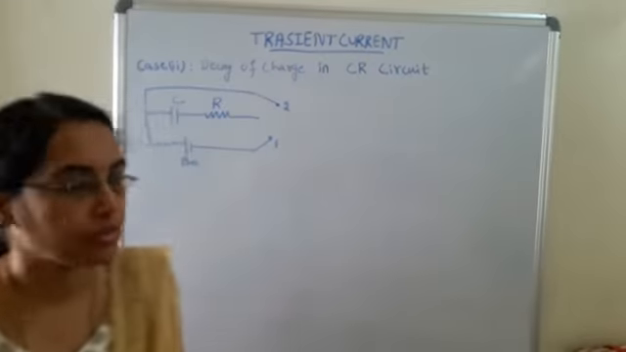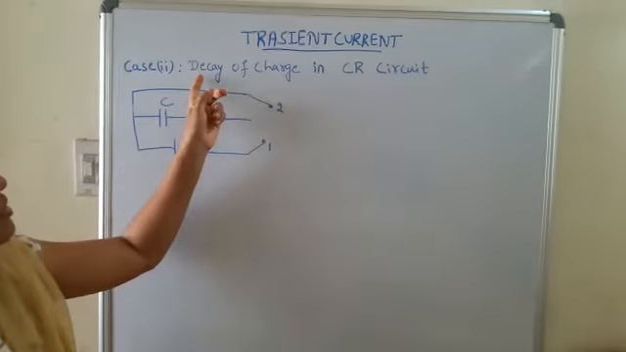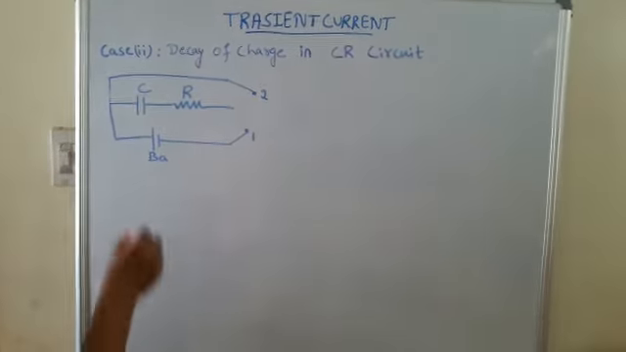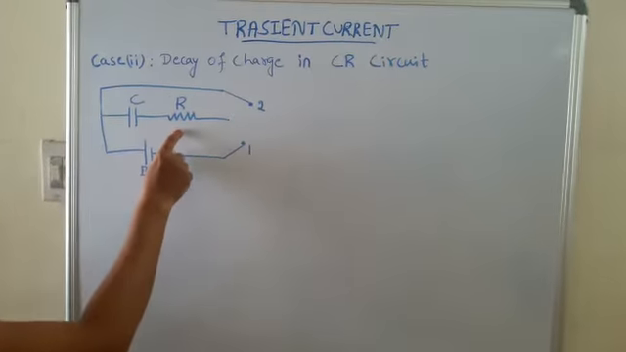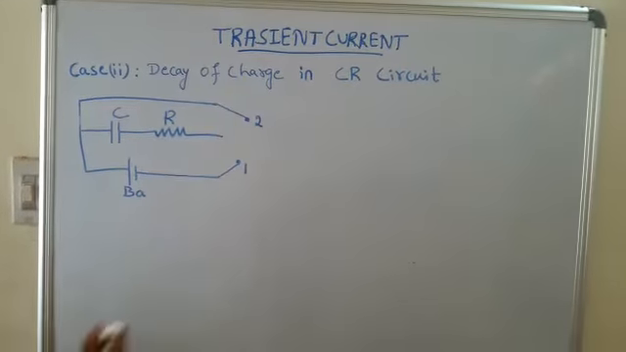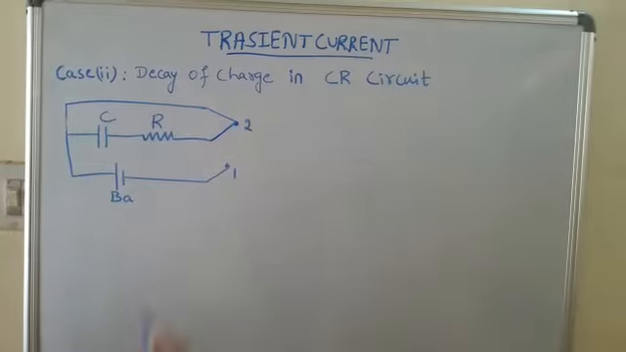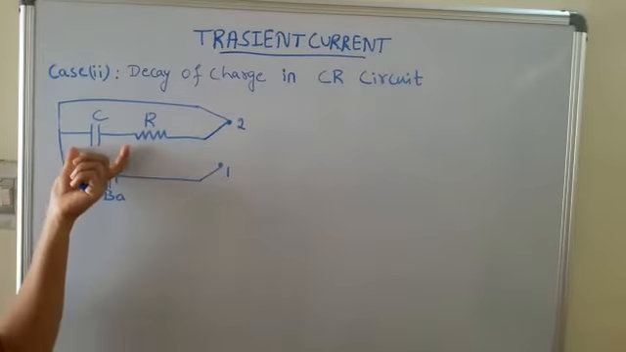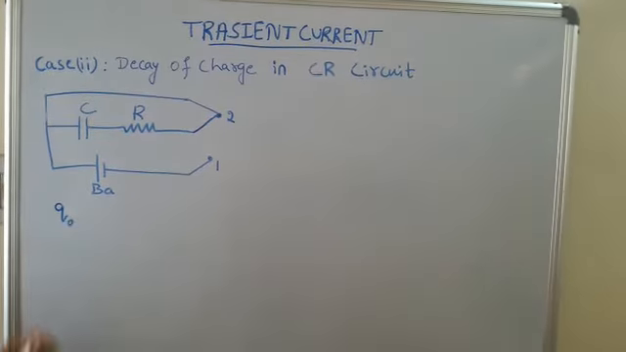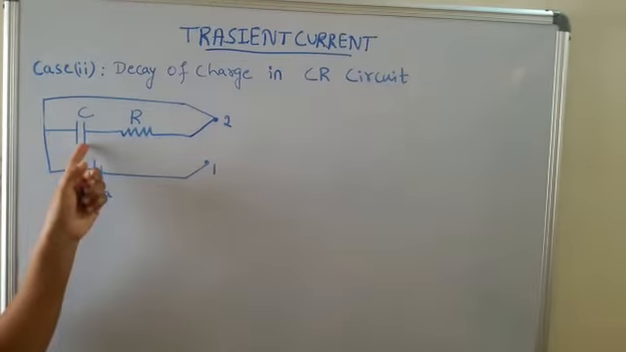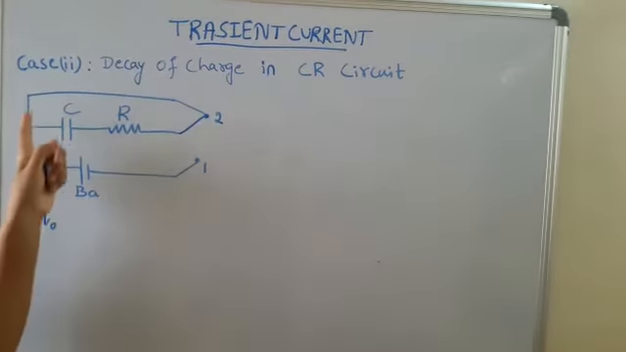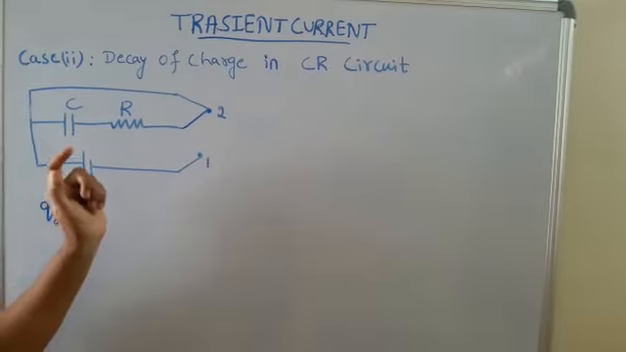Today I am going to consider decay of charge in a CR circuit under transient current. So now the capacitor and the resistor are connected in series. Now throw the switch to position 2. The capacitor is already charged to a maximum charge of Q0. Now the capacitor discharges through the resistance R. In the circuit, there is no battery, so no EMF.